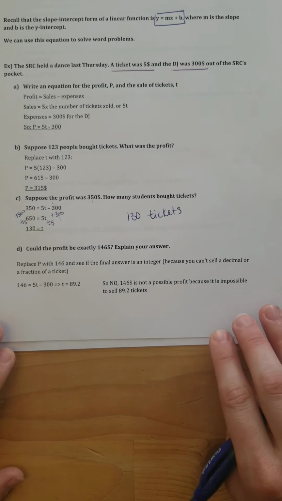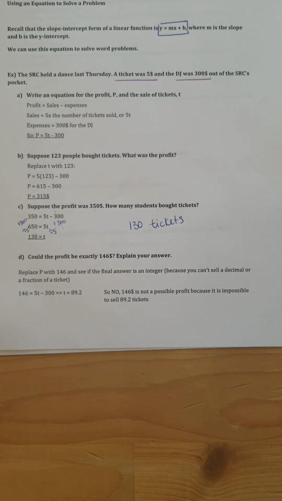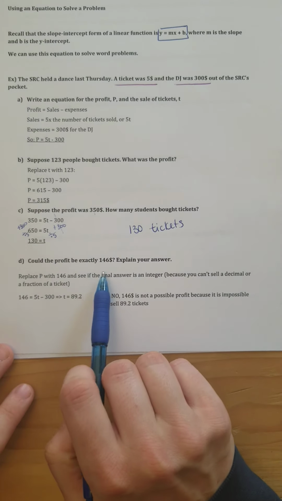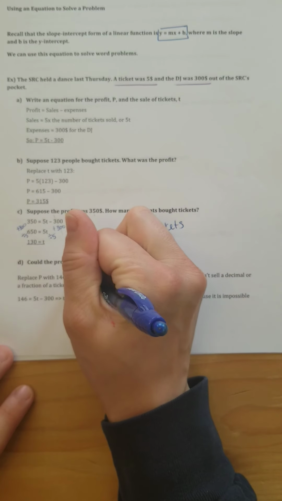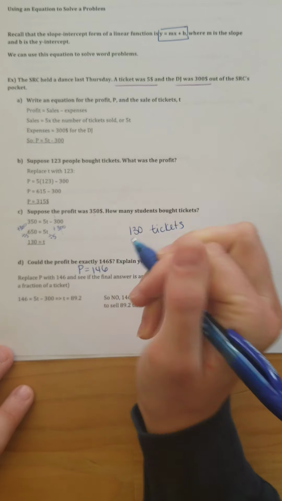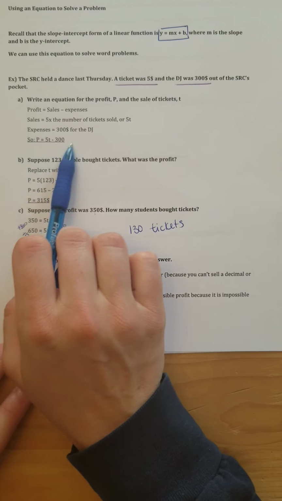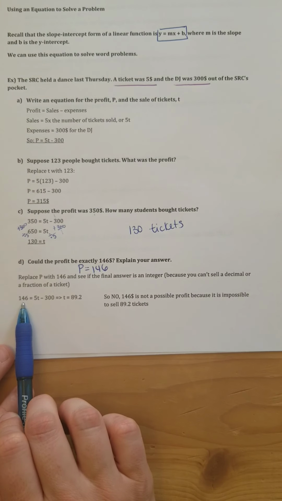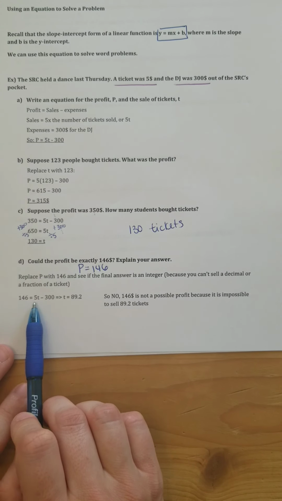Okay, next question. Could the profit be exactly 146? Okay, so again, I'm saying the profit is 146 or P equals 146. So in my equation, I always go back to my main equation. I replace P with 146 there. Okay, so 146 equals my equation.